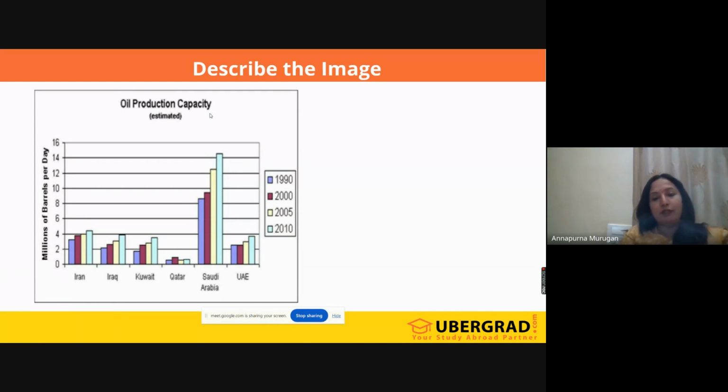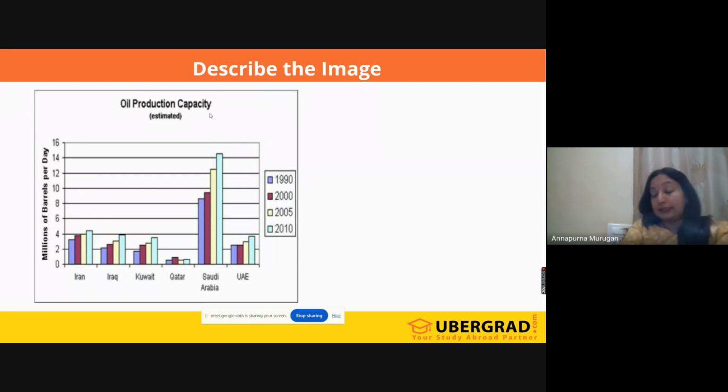But give it a try. Only two students had raised their hands. The other students raised and put their hands down. I'll give you a hint. We need three sentences. Oil production capacity for four decades is given, isn't it? 1990, 2000, 10 years, sorry, two decades. With this, you will be seeing that.